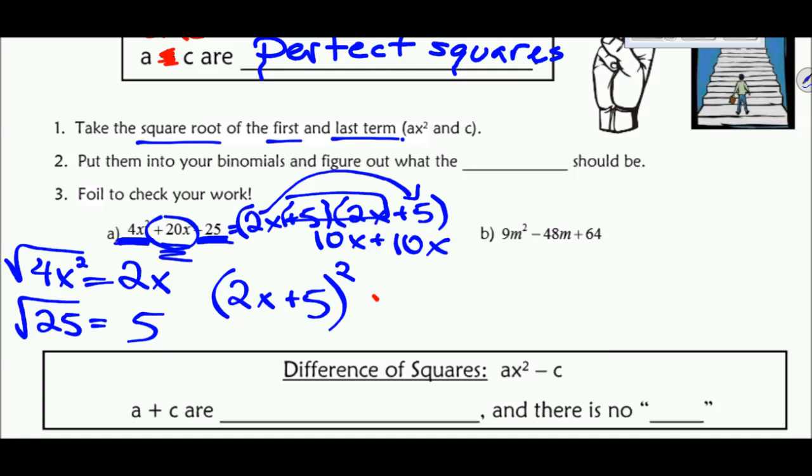Okay? So this does not work every time. To recognize it, you can use it. Always check your answer to make sure you get that. This one's kind of similar, except we have a negative sign between. That's going to be important.